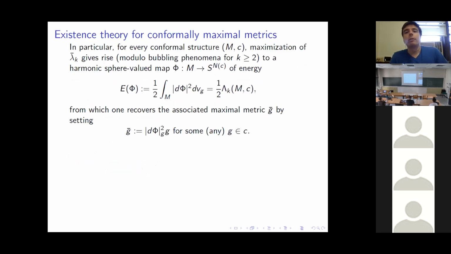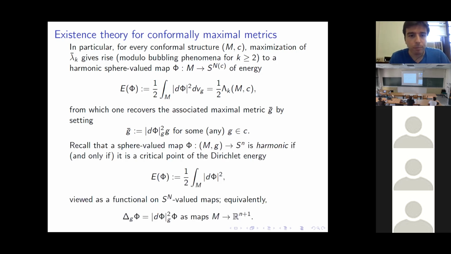All right, so in particular, we see that for every conformal structure on a surface, maximization of these lambda k, as long as we don't have these bubbling phenomena, is going to give rise to some harmonic sphere-valued map whose energy corresponds exactly to half of these conformal supremum eigenvalues. And moreover, from this harmonic map, we recover the maximizing metric. Okay, so there's an intimate connection between harmonic maps and these maximizing metrics.